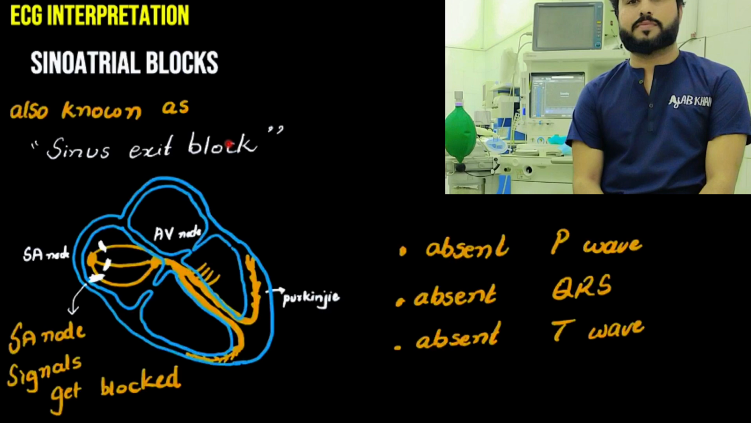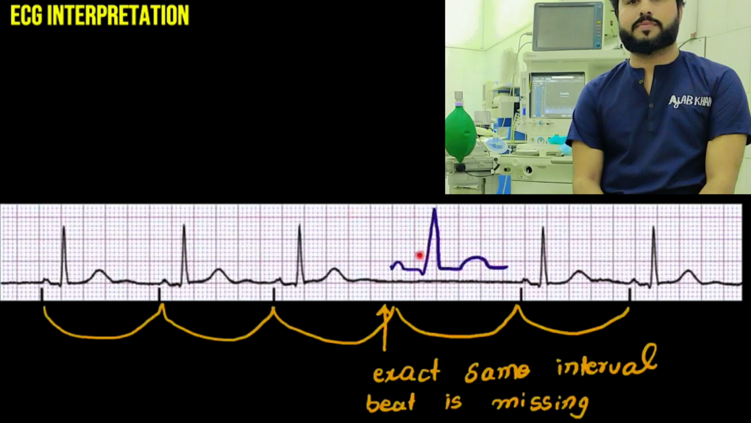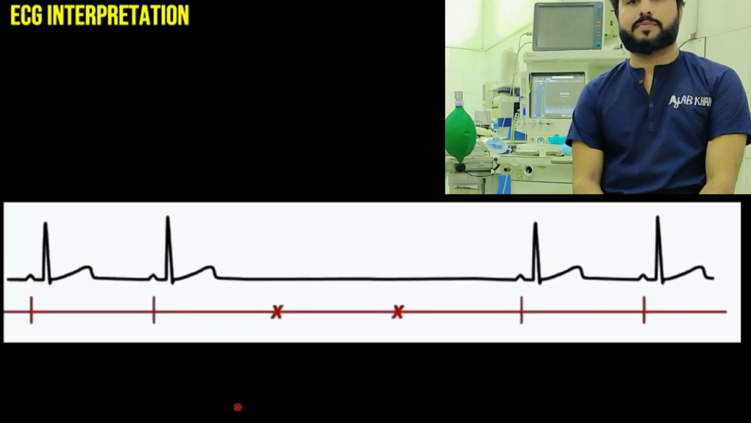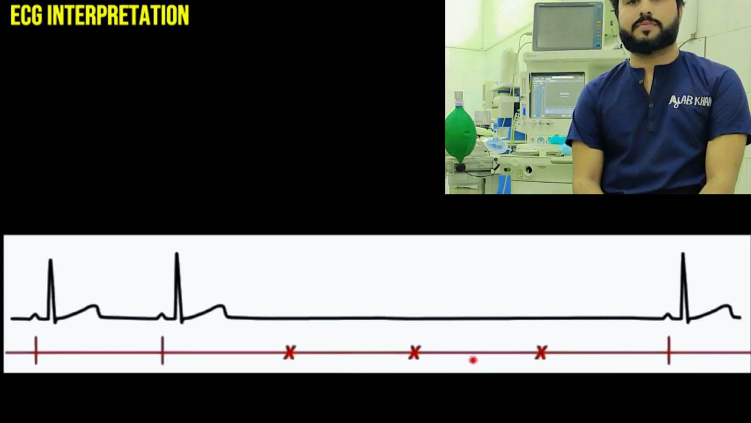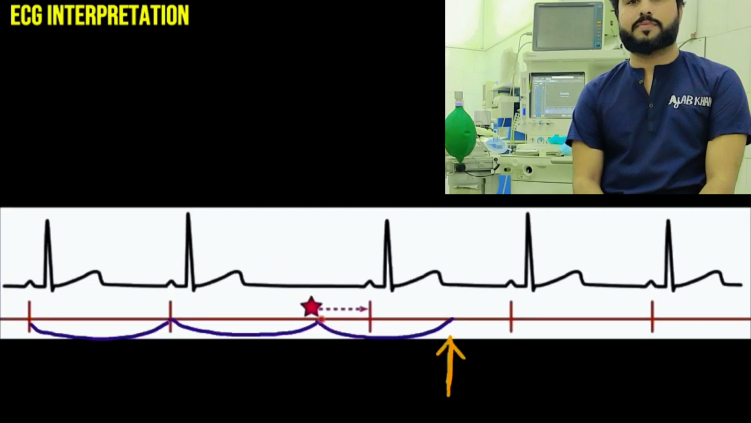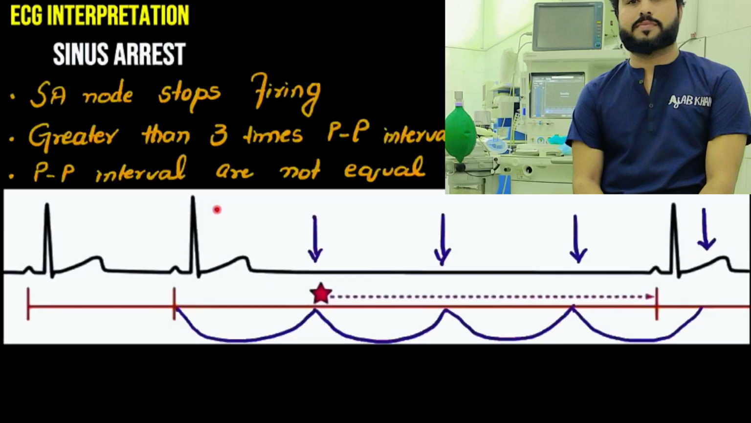We talked about sinoatrial blocks. We talked about how a sinoatrial block appears. It follows the P to P interval. Two beats can be missed, 3 beats can be missed, but still it is following the P to P interval. Sinus pause and sinus arrest do not follow the P to P interval. The P to P interval is not followed in sinus arrest. It is the same as sinus pause, but more than 3 beats are missed and it is not following the P to P interval.